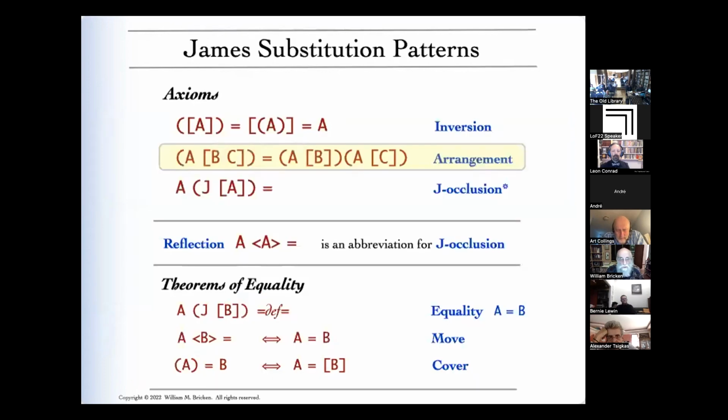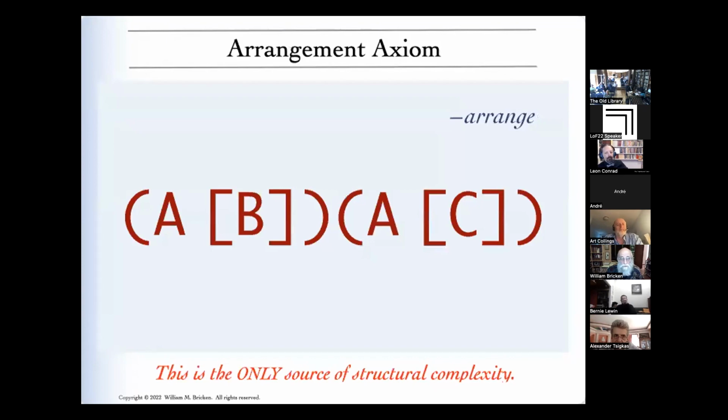And here's arrangement. This is the only way that James forms can be made more or less complicated. Here's a visualization. Arrangement has two directions. Collecting makes several forms into one. Dispersing makes one form into several. And the complexity in any system, at least in math, in arithmetic and algebra, arises because an arrangement unfolds in both directions.